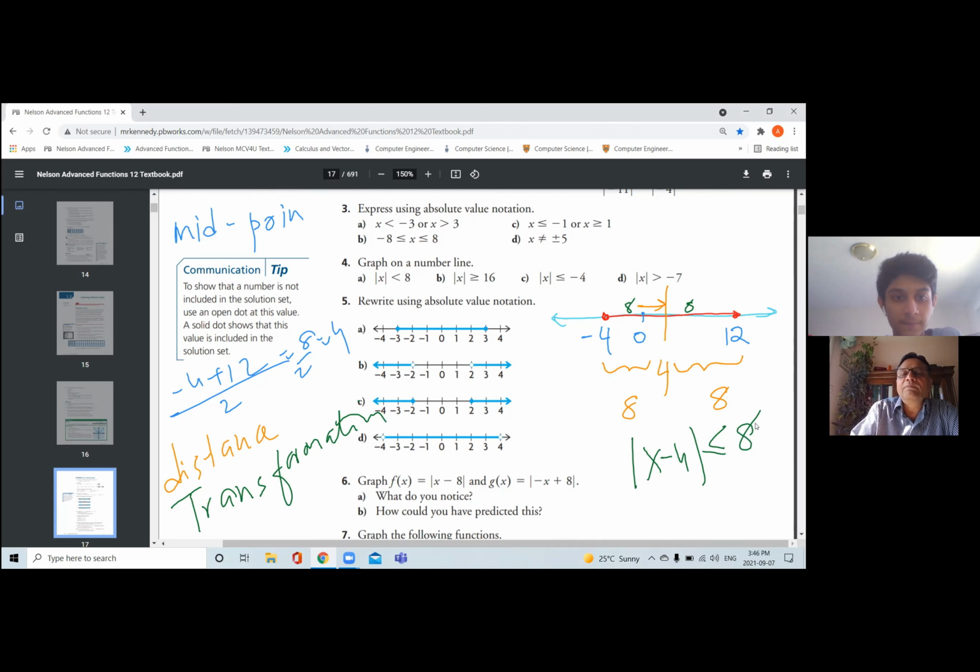Away. So away will be like this. Away from minus 4 and 1. Okay, perfect. Like away. So that will be absolute value x minus 4 greater than or equal to 8. Done, right? Yes, sir.